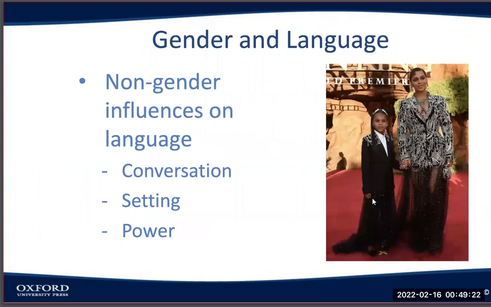Next, we're going to look at gender and language. Some people believe that men and women communicate in significantly different ways, whereas often they find far more similarities than differences. In 1992, John Gray argued that men and women are so fundamentally different that they might as well have come from separate planets.